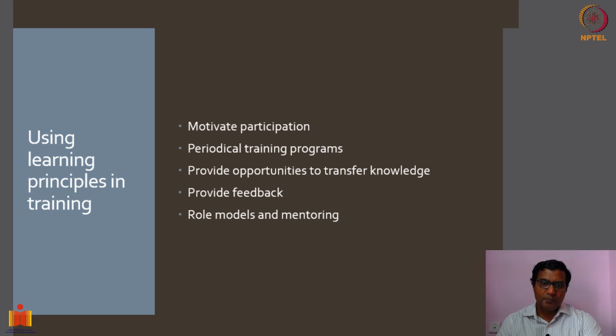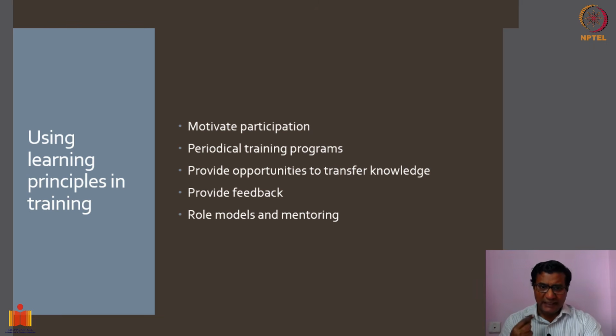So if you want to make people participate in the training programs for skill development or behavioral change, you need to motivate them. They should understand that participating in this workshop is important. There is a reward in this particular learning. So you should motivate people. Similarly, if you want to train people in a particular skill set or create a certain knowledge, that training should happen periodically, because people tend to forget sometimes. So periodic training programs are very effective instead of one training program.